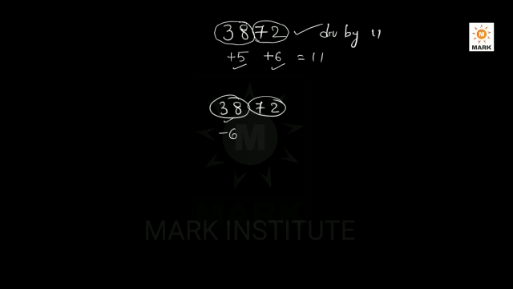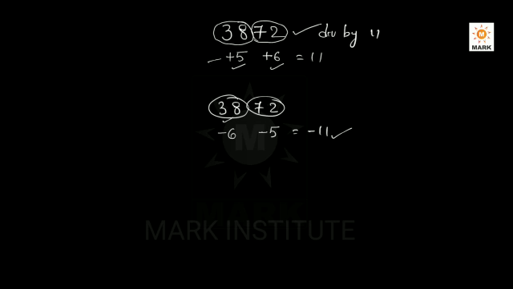Here what is the deficiency for 72? We know 11 sevens are 77. So here the deficiency is 5. The deficiency of 5 I am writing as minus 5. What is the sum? Minus 11. So whether you take the remainders or the deficiencies, the sum should be 11 or a multiple of 11.